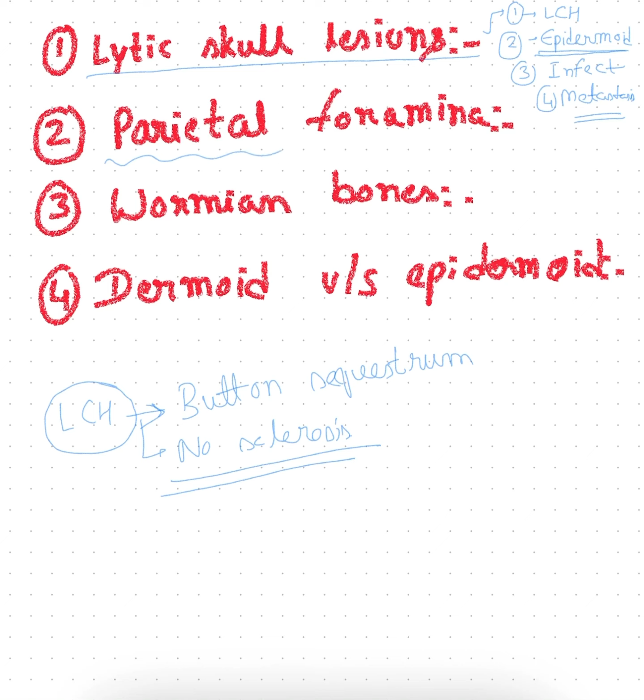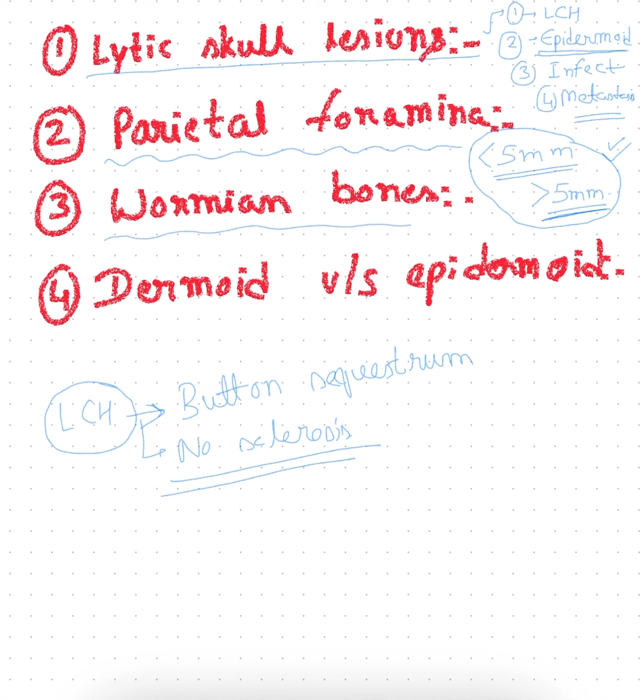Next is the parietal foramina. It happens because of defective or incomplete ossification. They are benign defects. If they are less than 5 mm, they are termed parietal foramina, and if they are more than 5 mm, then we should suspect some venous developmental anomalies underneath. So by the size of the defect we can differentiate or further evaluate.